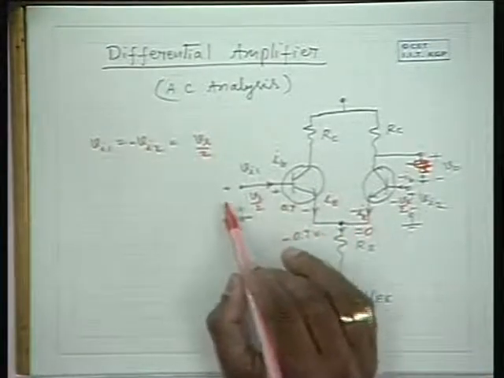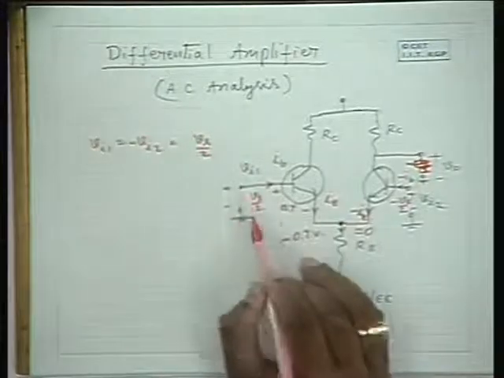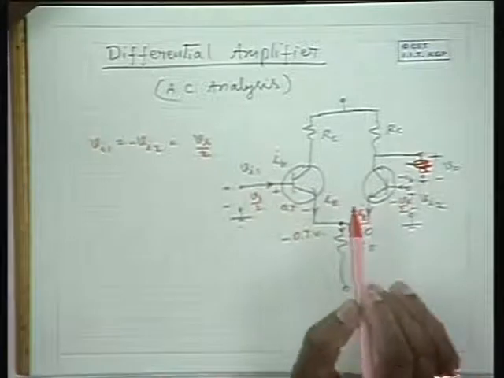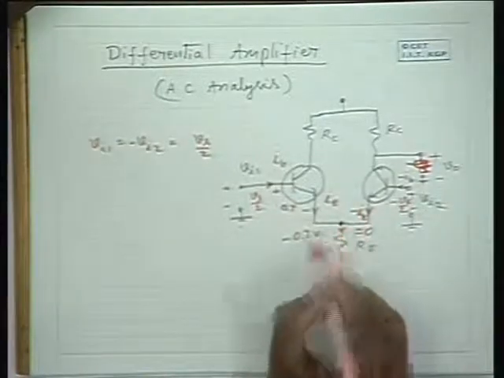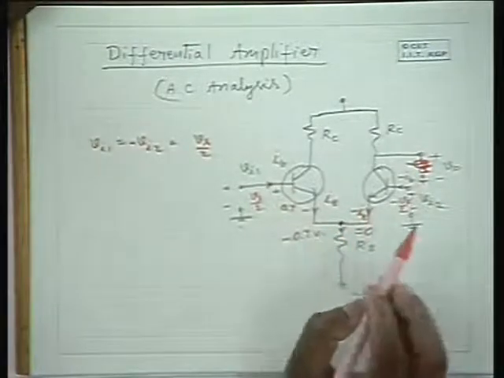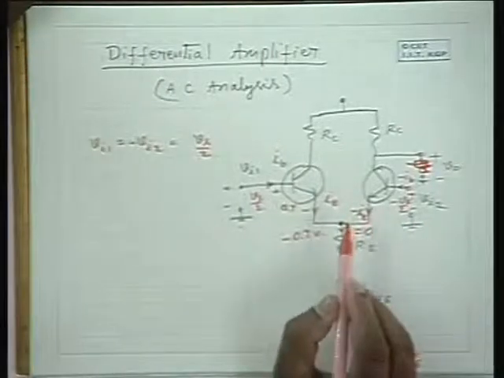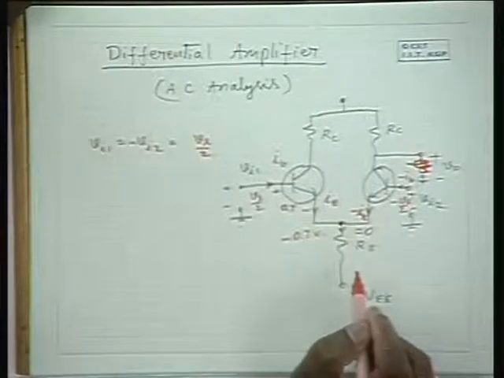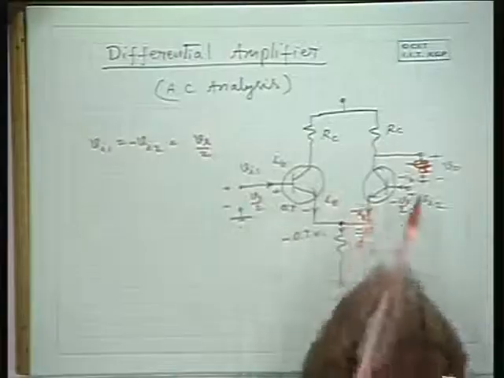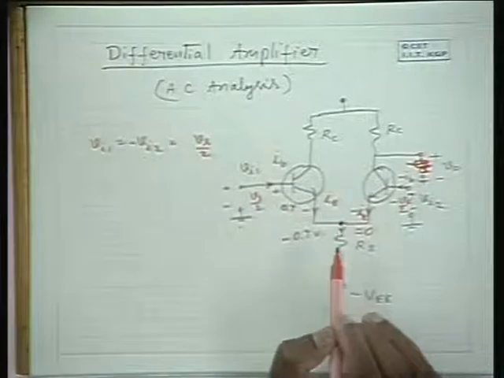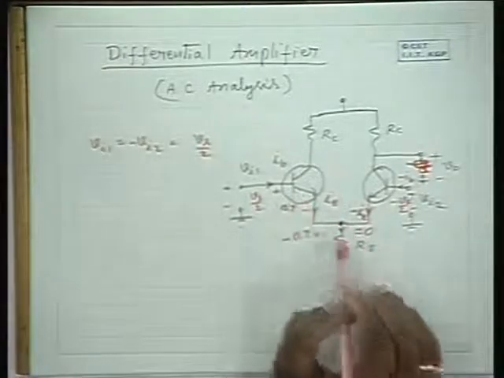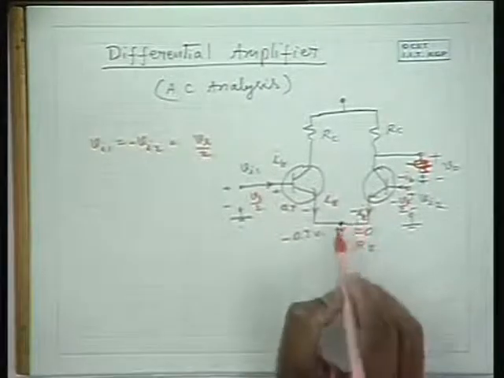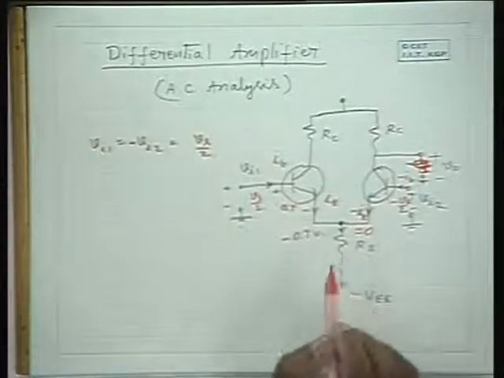So, even when an alternating signal is connected here and here, this potential remains constant. That means, as far as alternating signals are concerned, it is like a short circuit to the ground, because irrespective of the signal, and irrespective of the current, there is no change in the potential here. That means this is like a short circuit to the ground.